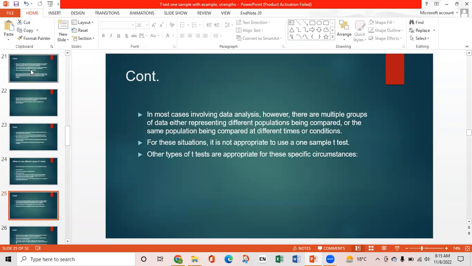In most cases involving data analysis, however, there are multiple groups of data, either representing different populations being compared or the same population being compared at different times or conditions. For these situations, it is not appropriate to use a one sample t-test. Other types of t-tests are appropriate for these specific circumstances.